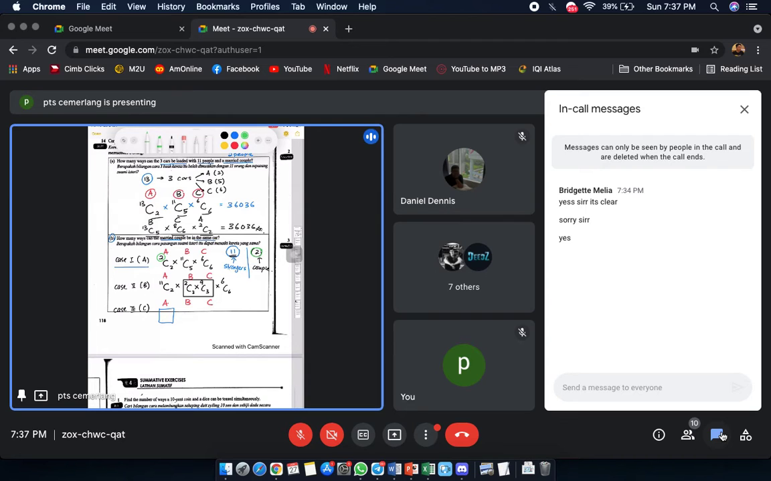So therefore, I have 11C5 for car B. Why 11C5? Because the 11 strangers will sit in car B, but there are only 5 empty seats. So that's why it's 11C5. And you have car C as 6C6. 6C6. Okay? So is the first case okay, Bridget? Can you let me know if it's okay with you? So I can move on to case 2.